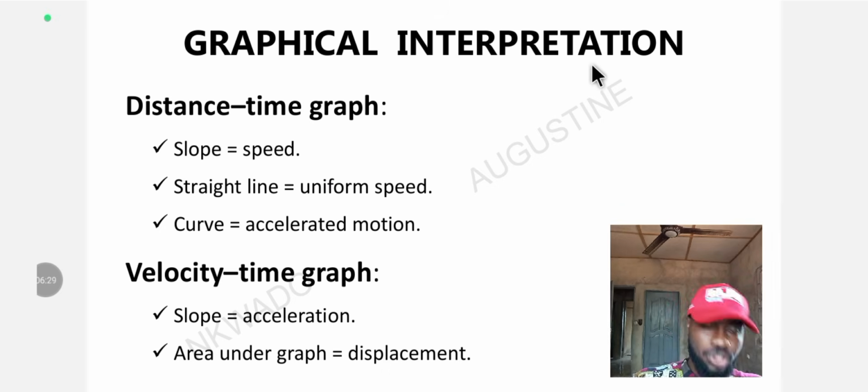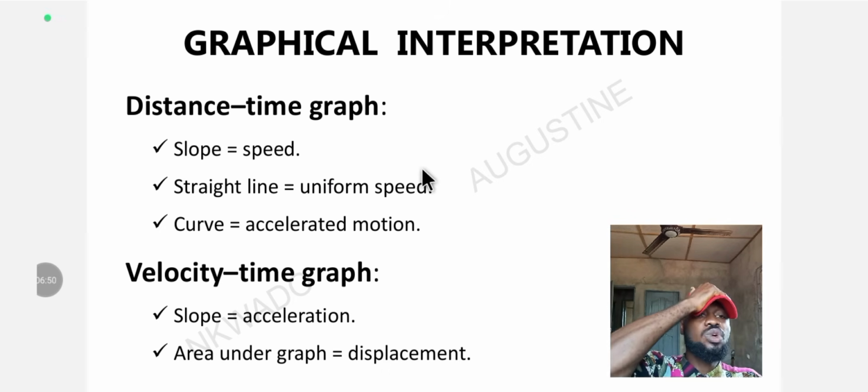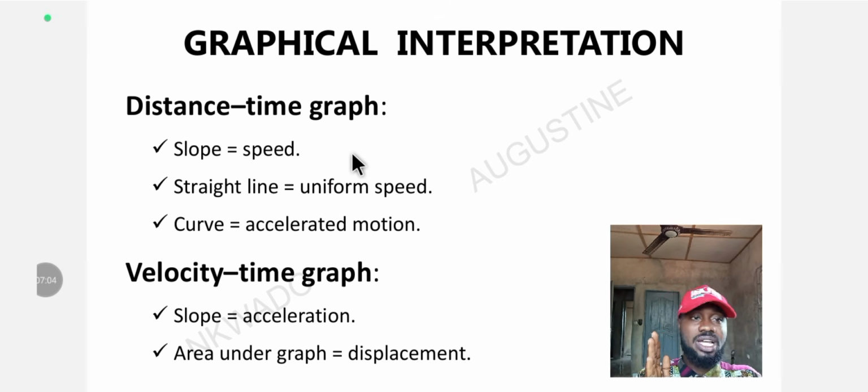Graphical interpretation. Graphical interpretation as regards acceleration, as regards velocity, and as regards distance. That's what we are looking at here. Jamb loves repeating questions from this graphical interpretation. The first we have here is the distance time graph. Interpretation of graphs is very easy. All you have to know is the principle. When you say distance time graph, it means that distance was plotted on the left side of the graph, then time was plotted on the right side of the graph.